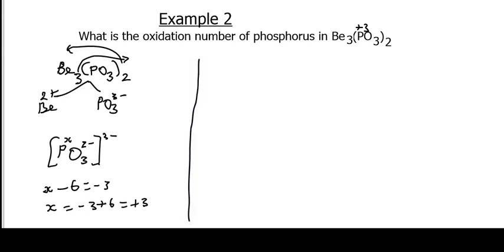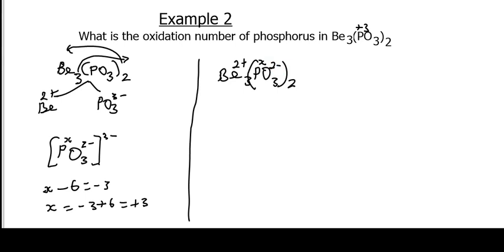The other way we can solve it directly. Write the compound Be3(PO3)2. Because beryllium belongs to group 2, we call its charge 2. Phosphorus, we don't know, we call it x.